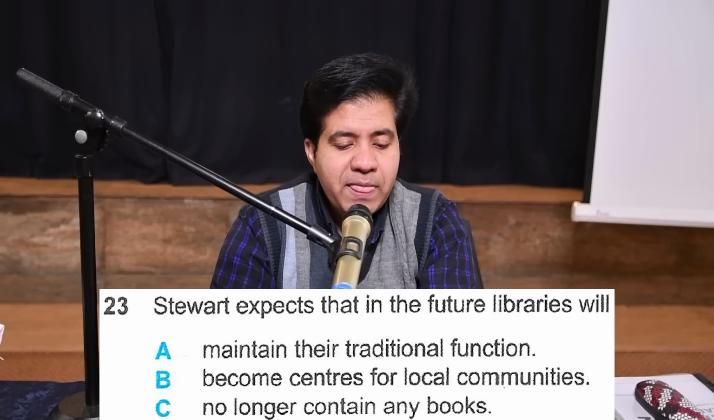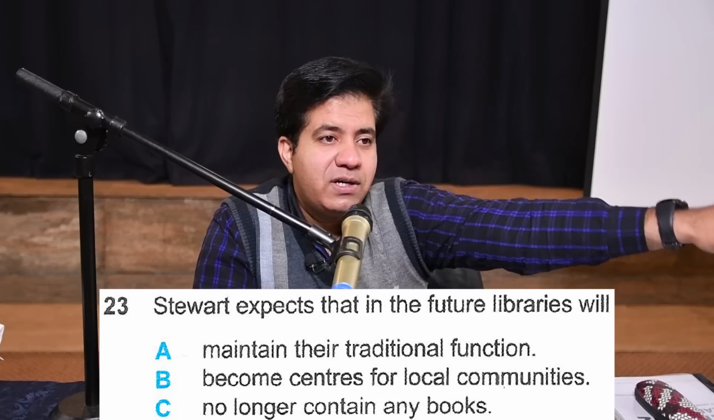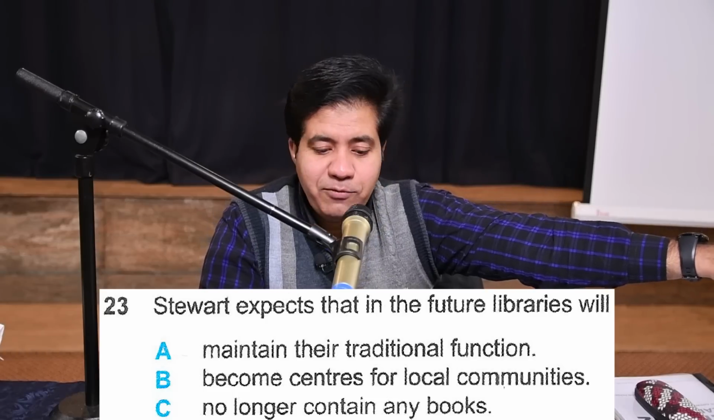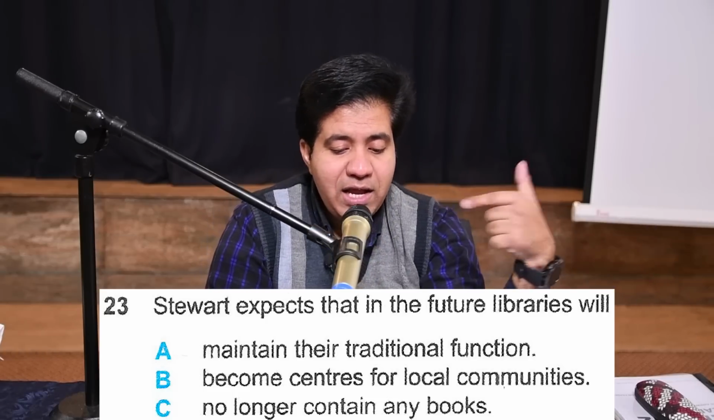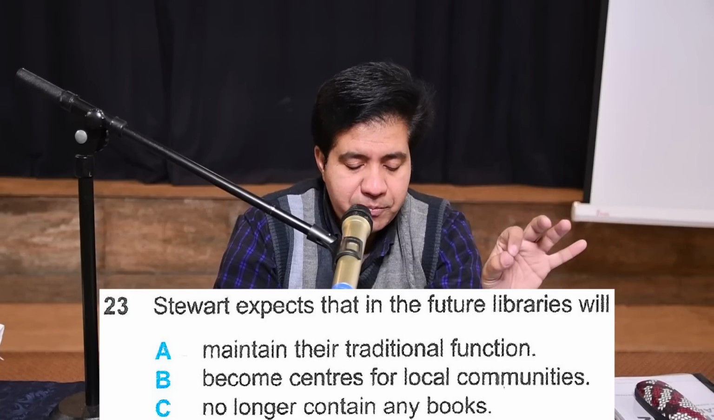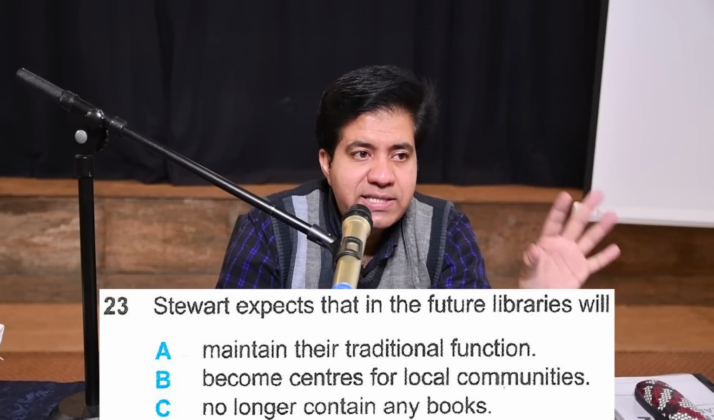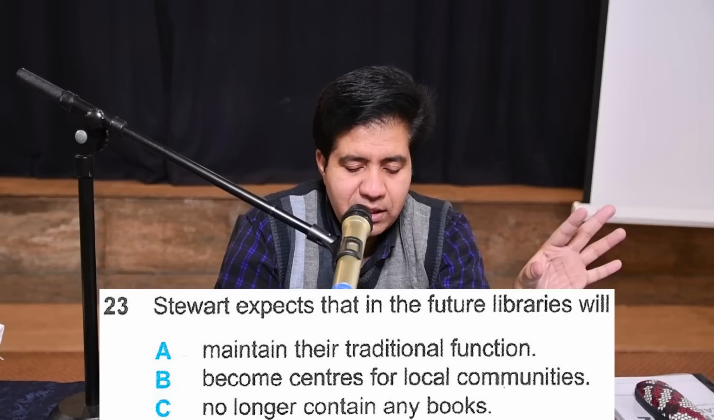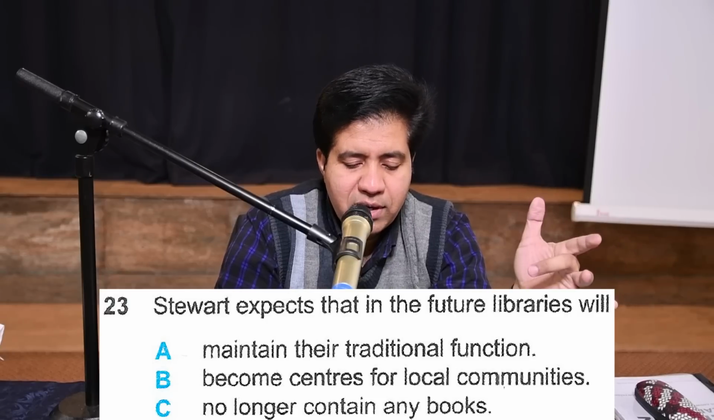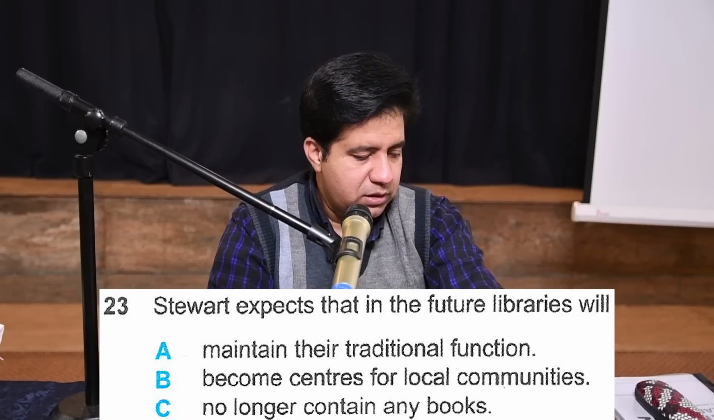Question number 23. Steward experts that in the future libraries will. अब आपने सिर्फ स्टीवर्ड को सुनना है, राइट, कि वो क्या कहता है कि लाइब्रेरीज के साथ क्या होगा. मेंटेन देयर ट्रेडिशनल फंक्शन. बी, बिकम सेंटर्स फॉर लोकल कम्युनिटीज. अंडरलाइन कर लें, सेंटर्स फॉर लोकल कम्युनिटीज. और सी, नो लॉन्गर कंटेन एनी बुक्स. राइट, सो लेट्स सी व्हाट इज आउट ऑफ 3.